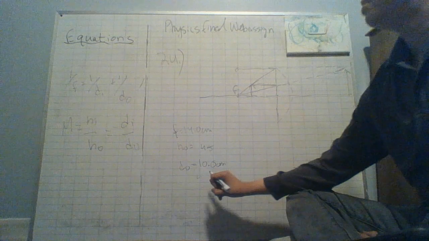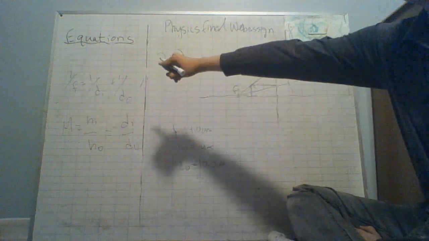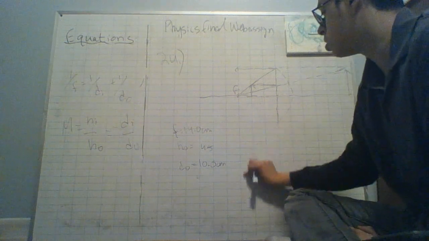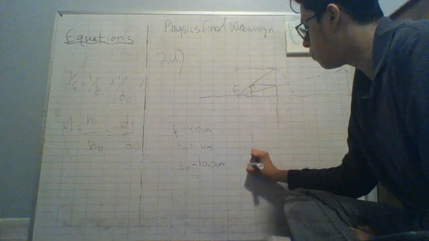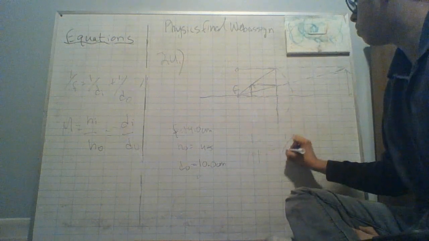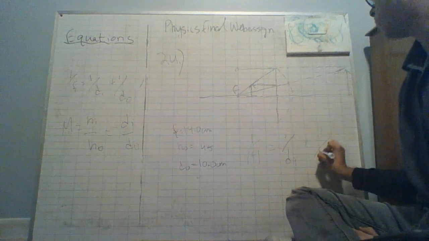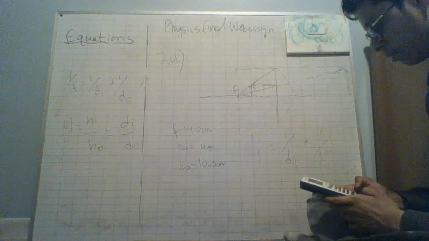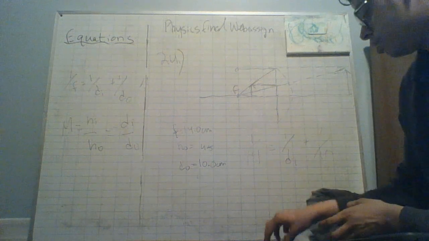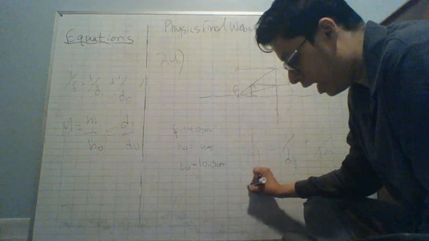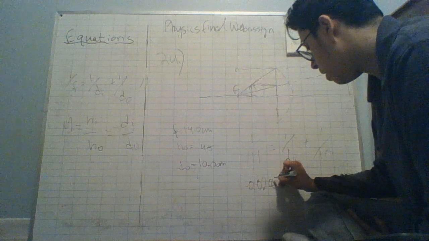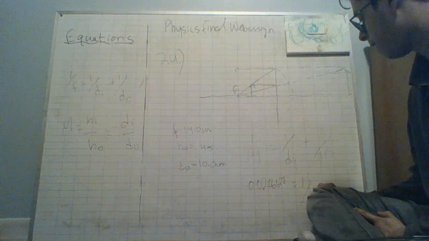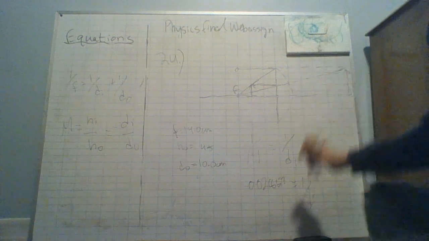Now we have F and we have DO, so we can find DI based on the mirror equation. So we're going to do 1 over 14. Oops. That's not good. 1 over 14 is equal to 1 over di plus 1 over 10. So I'm going to do 1 over 14, and subtract that by 1 over 10. And I get this very goofy decimal. I get negative 0.02857, something like that, right? Is equal to 1 over di, or the image distance.